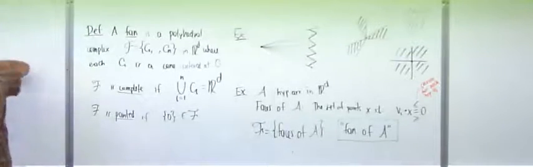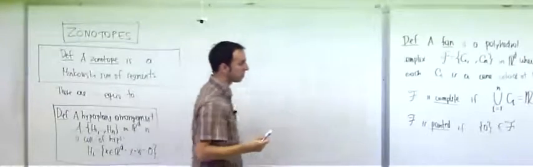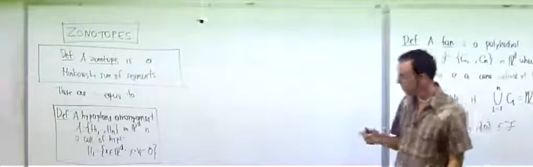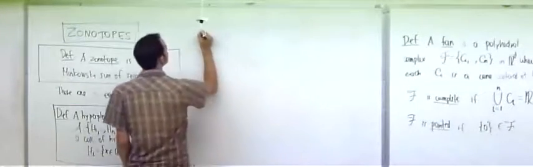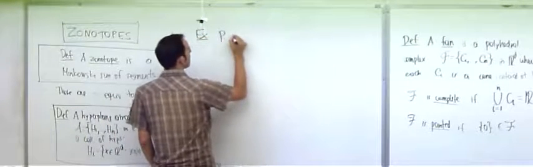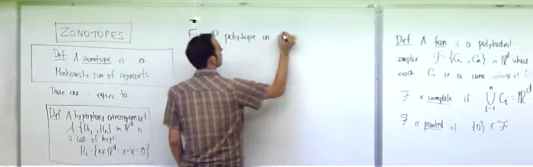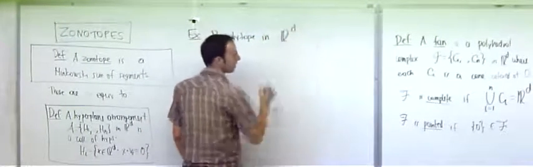Let me show you another important example. Which is this. Suppose that P is a polytope in R^d. Okay?